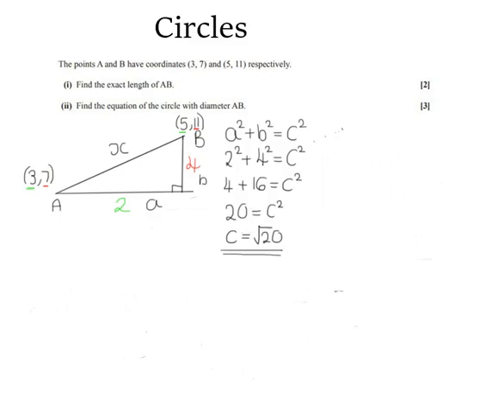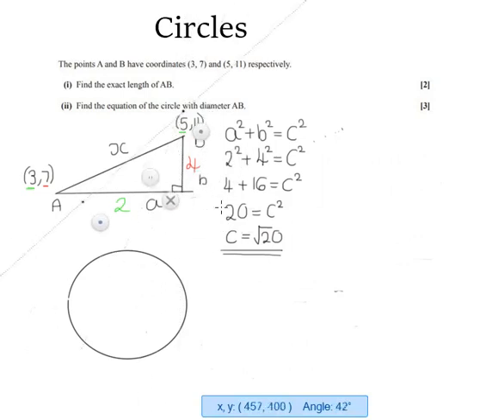Brilliant. So that's part I done. Let's have a look at part II. So it says the equation of the circle with the diameter AB. So this time we have a circle. And we know that its diameter is AB, which is what we've just found. So let me just draw that in.